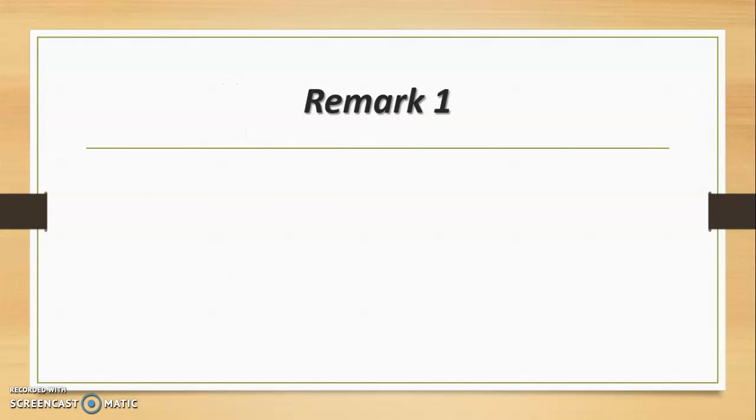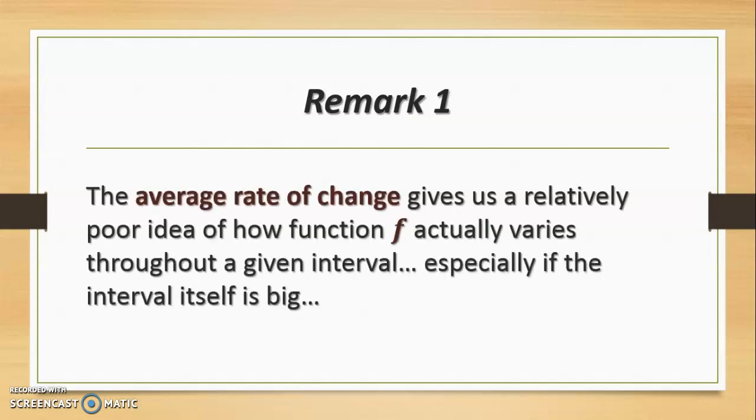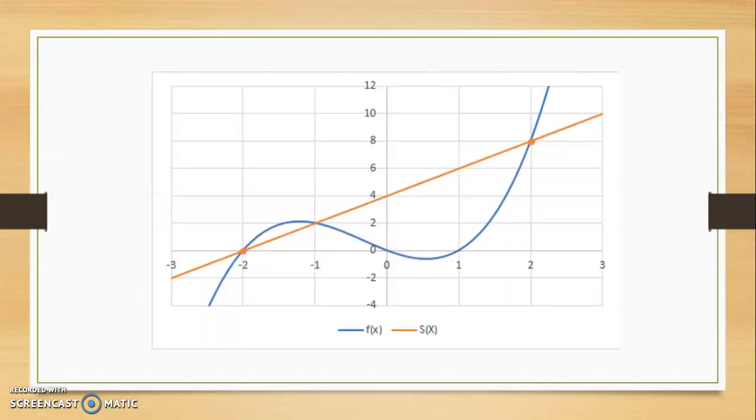First remark that you probably have noticed from the last picture: the average rate of change gives us a relatively poor idea of how function f actually varies throughout an interval, especially if the interval itself is big. For instance, here we have a function in blue, a third degree polynomial, and we've chosen minus 2 to 2 as the interval over which the average rate of change is calculated.